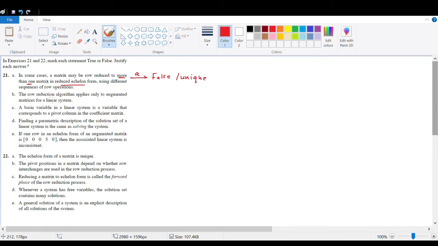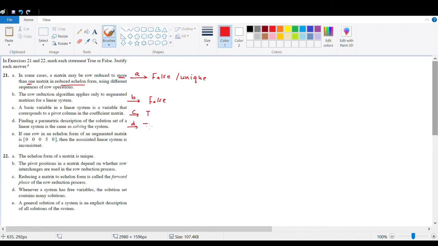B. The row reduction algorithm applies only to augmented matrix for a linear system. This is also false because we do row operations for any coefficient matrix. So this one also will be false. Now for C, a basic variable in a linear system is a variable that corresponds to a pivot column in the coefficient matrix. Also this one should be true because it is clear. For any pivot columns we have basic variables. Now for D, finding a parametric description of the solution set of a linear system is the same as solving a system, which is also true.